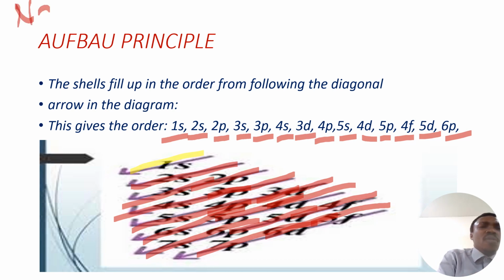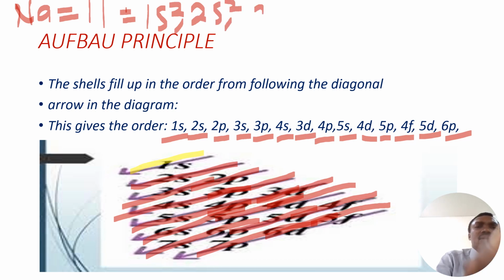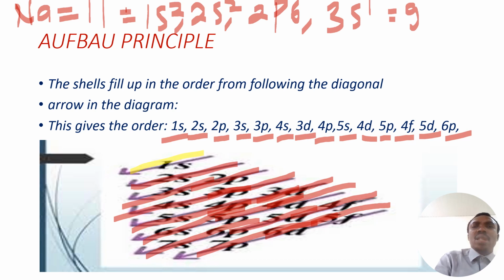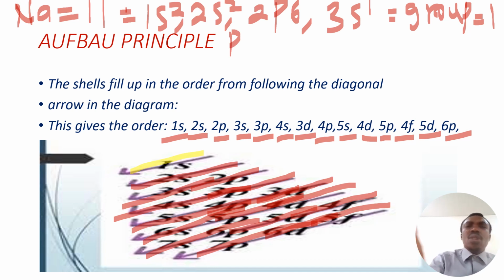Let's say we take sodium, for example. Sodium is 11. So if I were to write the electronic configuration, it will be 1s2, 2s2, 2p6, 3s1. So that means sodium belongs to group 1. The group is the number of electrons in the outermost shell. So sodium has 1 electron in the outermost shell, so it belongs to group 1.